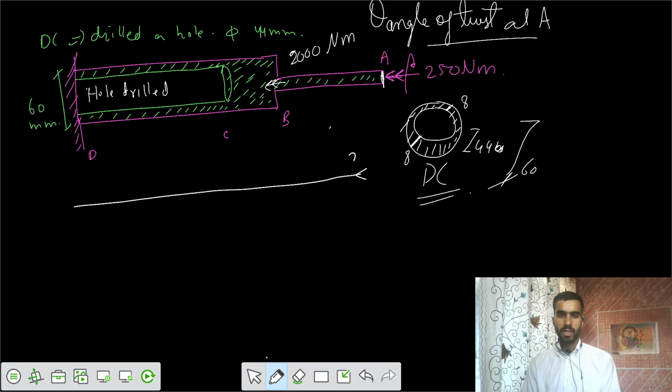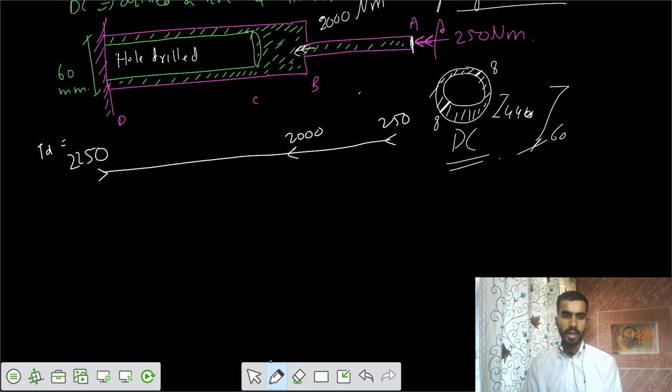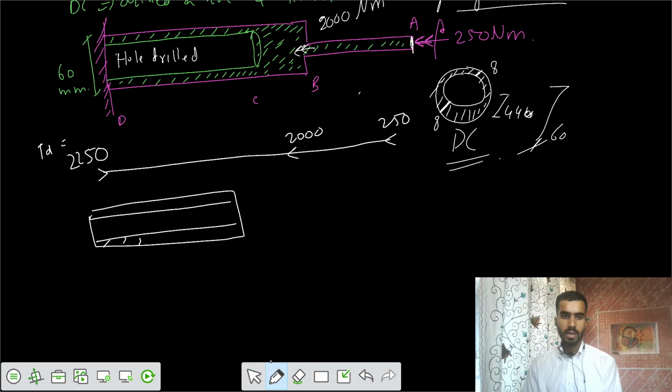If this is your 250 and this is your 2000, there is only one support that is going to resist it. That should be equal to 2250. Torque developed at D. That should be 2250. And if you take any section now, if you take DC, I would say there is a torque of 250 in this fashion, 2250 in this fashion, and there will be some balancing 2250.